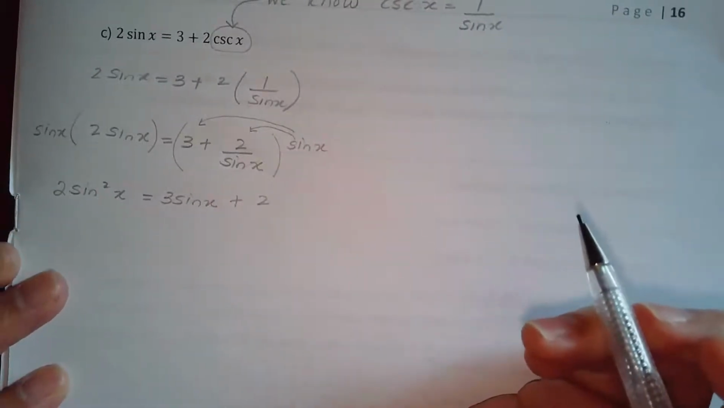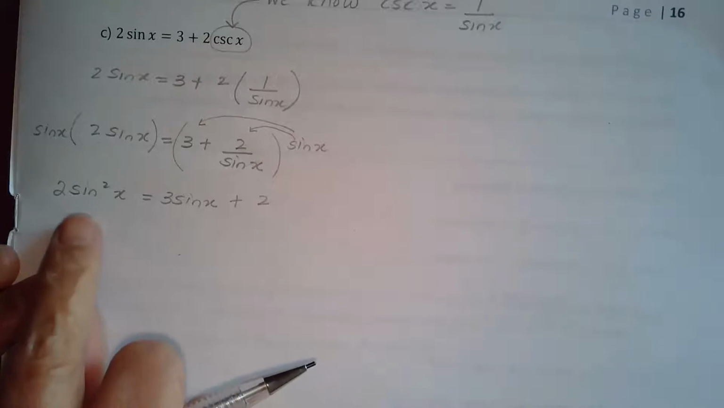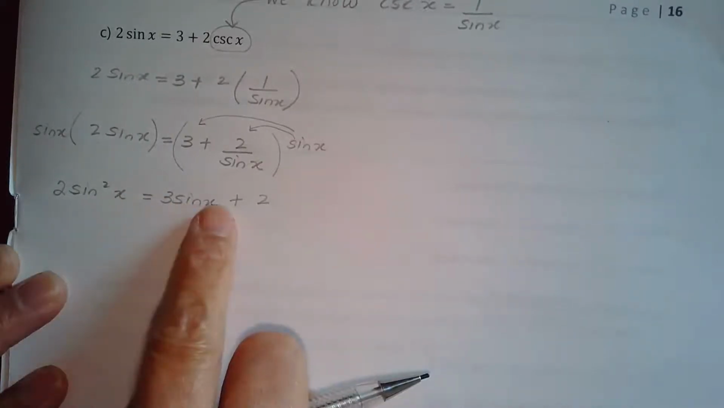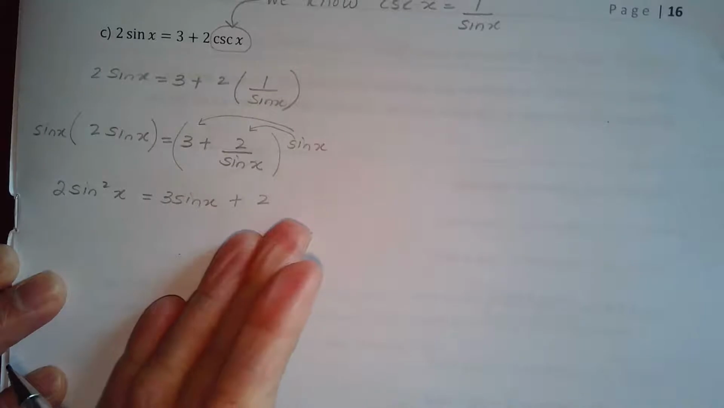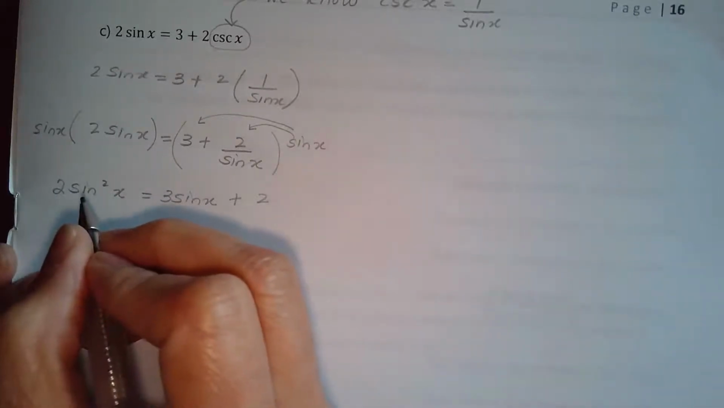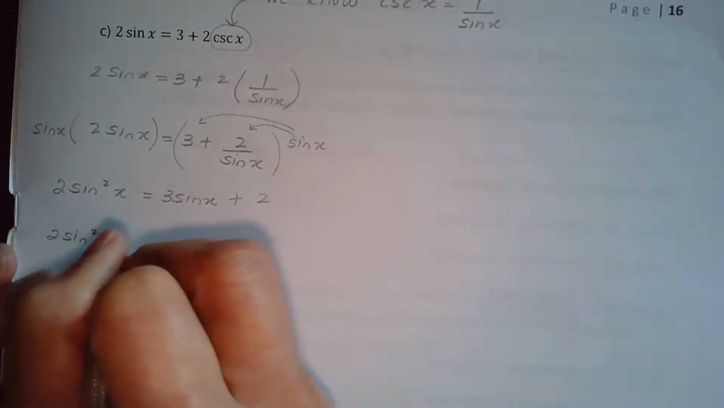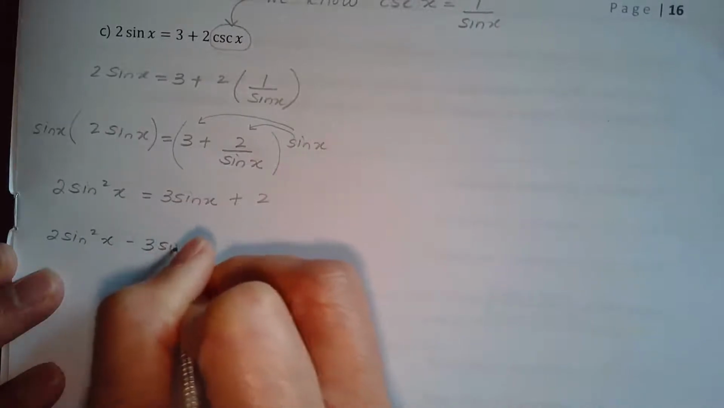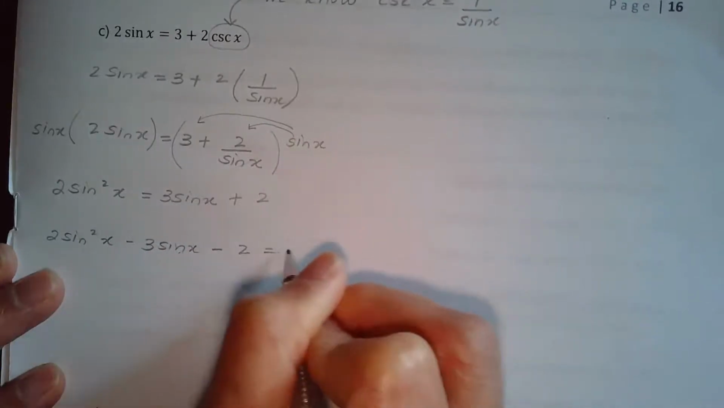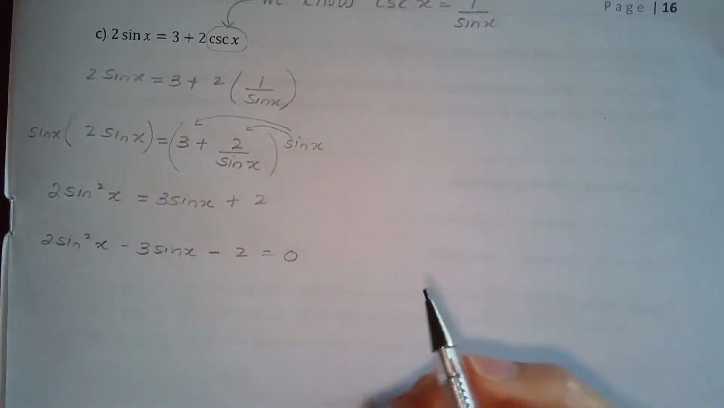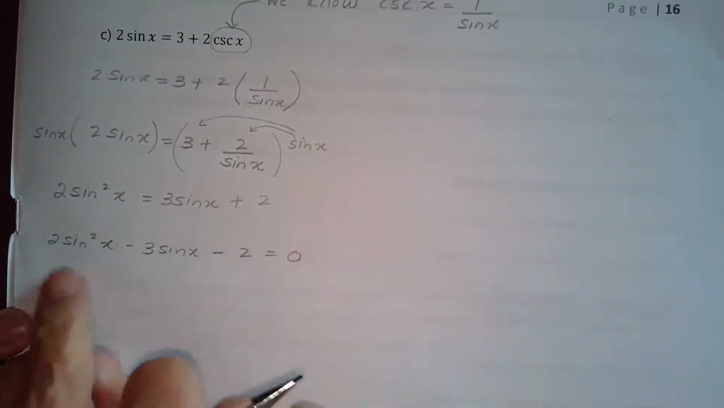Now we're going to see a familiar thing again, a trinomial. So if I move all of these to the left side of the equation and get 0 on the other side, let's see if it's even factorable. 2 sine squared of x minus 3 sine of x minus 2 equals 0. Okay. So is this even factorable? Let's see.